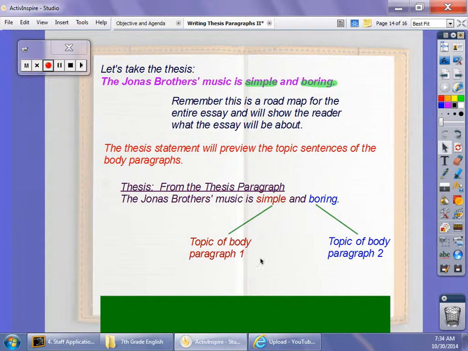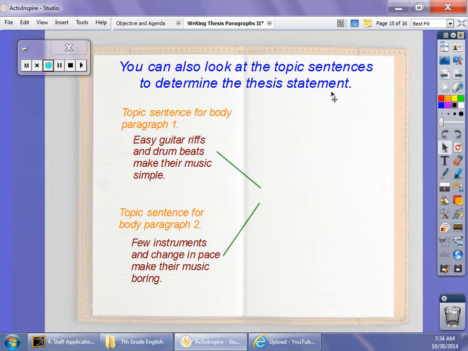Well, let's dive deeper to see how we can form a topic sentence from this thesis. Again, topic sentence for body paragraph 1. This relates to that it is simple. So we are specifically talking about how easy guitar riffs and drum beats make their music simple. So body paragraph 1 will focus on examples of easy guitar riffs and drum beats. Body paragraph 2 is focusing on boring, if you remember. And its few instruments and change in pace make their music boring.